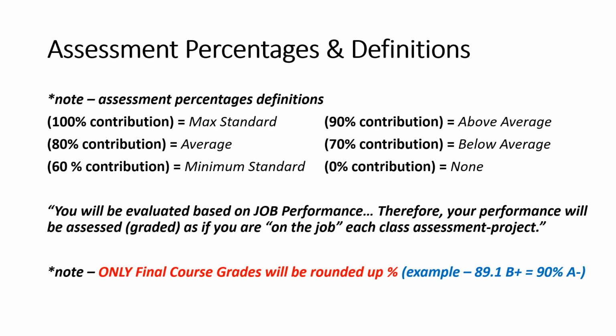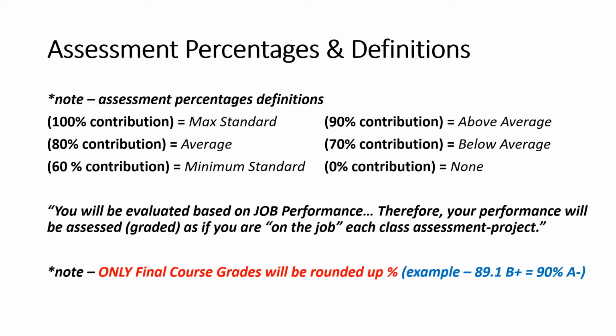So these are just general terms for each of the percentages. Again, we'll use Penn State standard grading methods with pluses and minuses counting. But again, if you give the maximum standard, you meet that, you'll get 100% for your projects. Above average is 90% or higher. Average then is anything in the 80 to 90 range. Below average is that 70 to 80. Then we get into anything underneath 70%, which is a C grade, becomes a minimum standard, or obviously 0 is none. Again, think of this as a job and you're being assessed on your job performance.